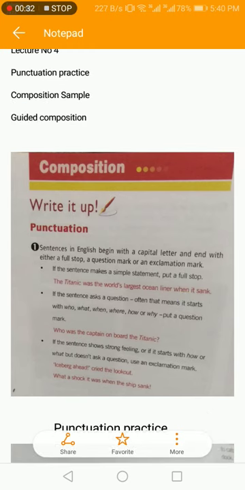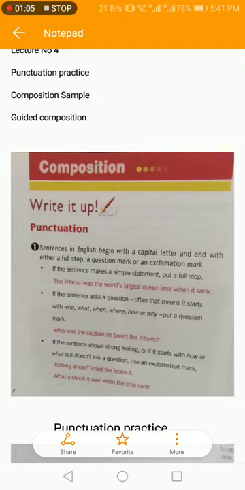Look at the sentence. The first one: sentences in English begin with a capital letter and end with either a full stop, a question mark, or an exclamation mark. It means that in English we always use a capital letter at the beginning of the sentence, and the sentence ends with either a full stop, a question mark, or an exclamation mark.